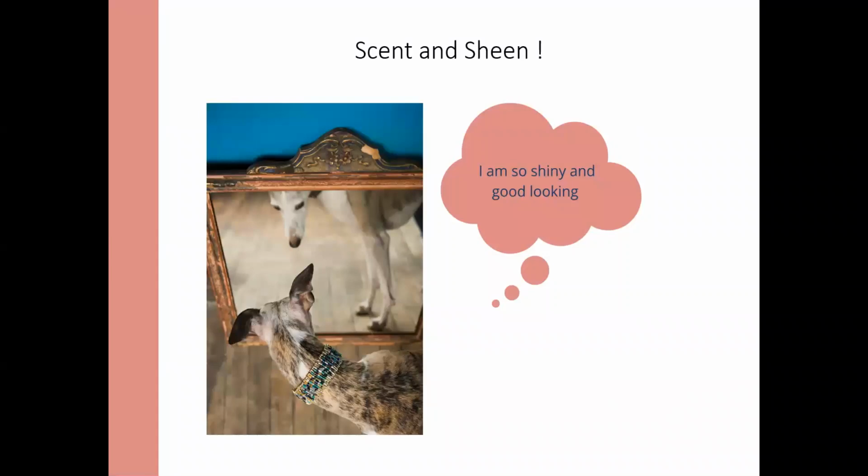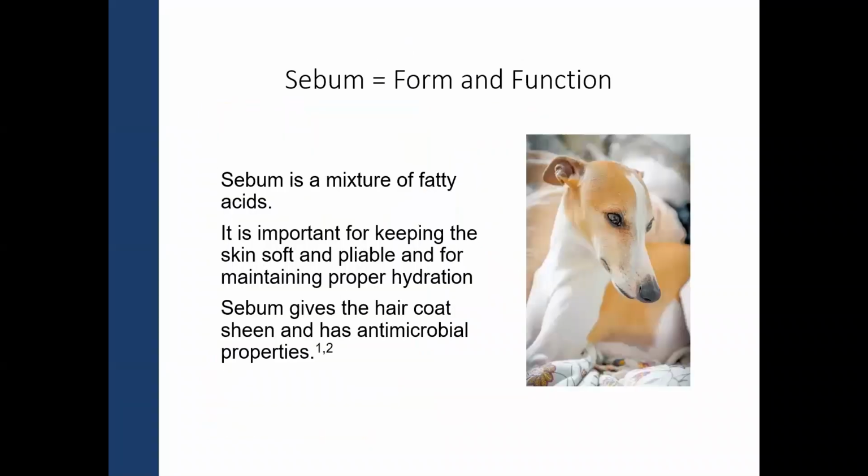Scent and sheen. Sebum is form and function. Sebum is a mixture of fatty acids. It is important for keeping the skin soft and pliable and for maintaining proper hydration. Sebum gives the hair coat sheen and has antimicrobial properties.